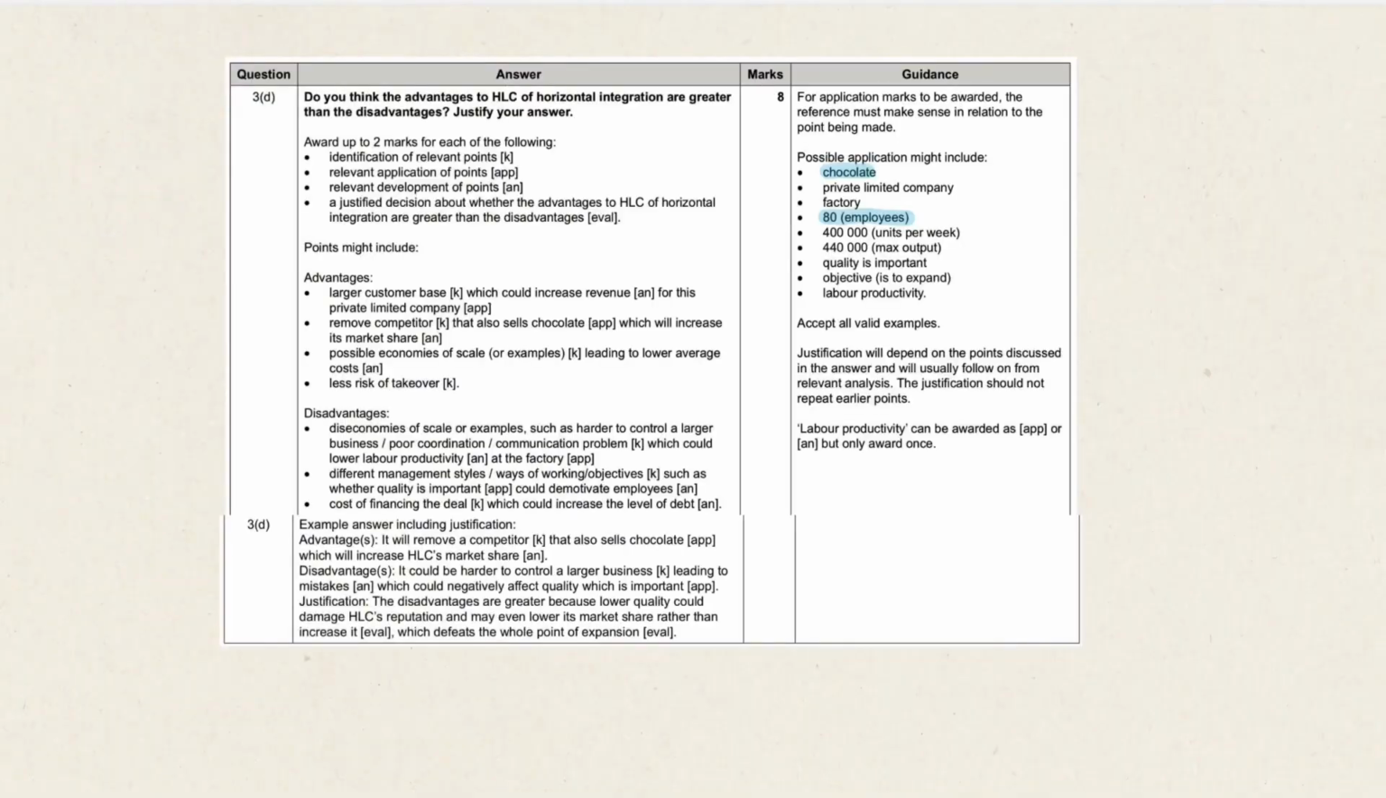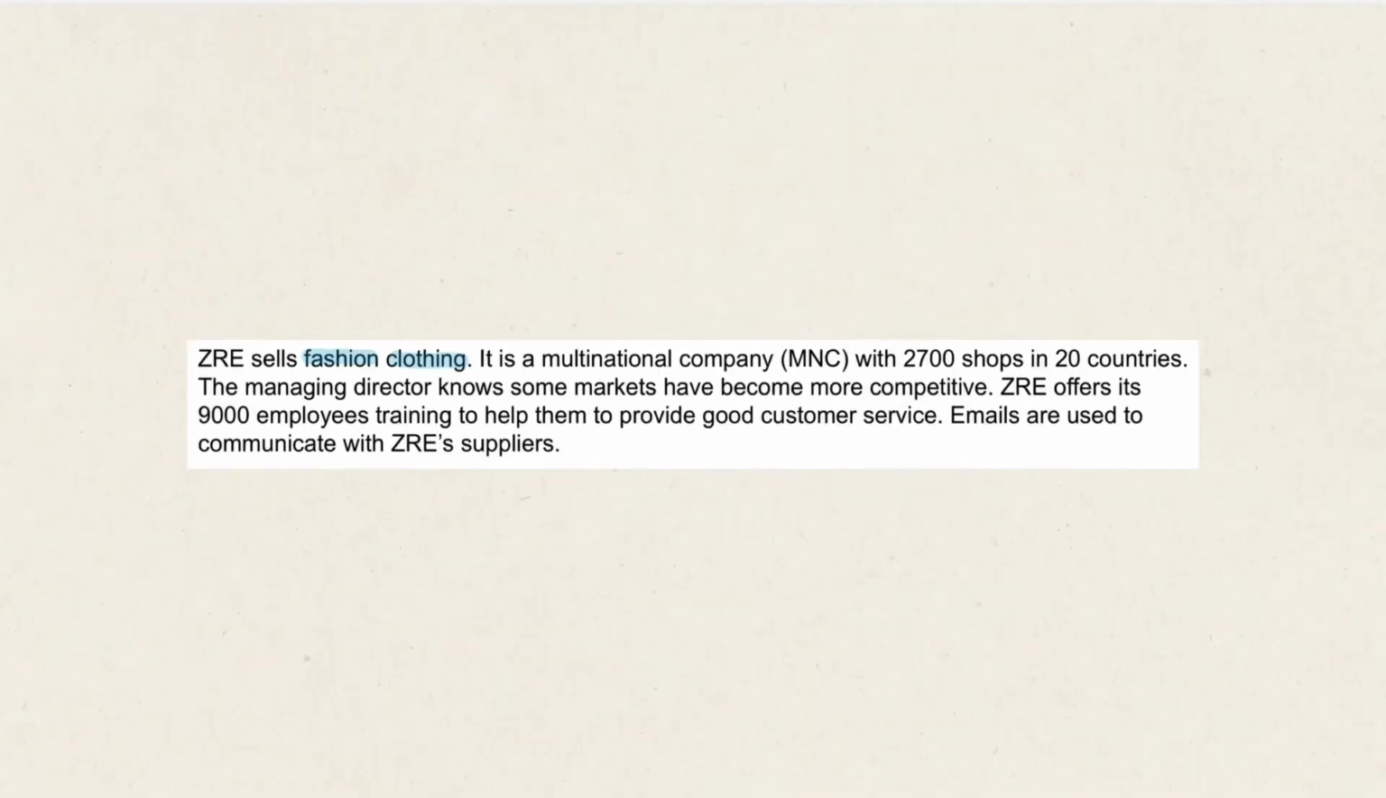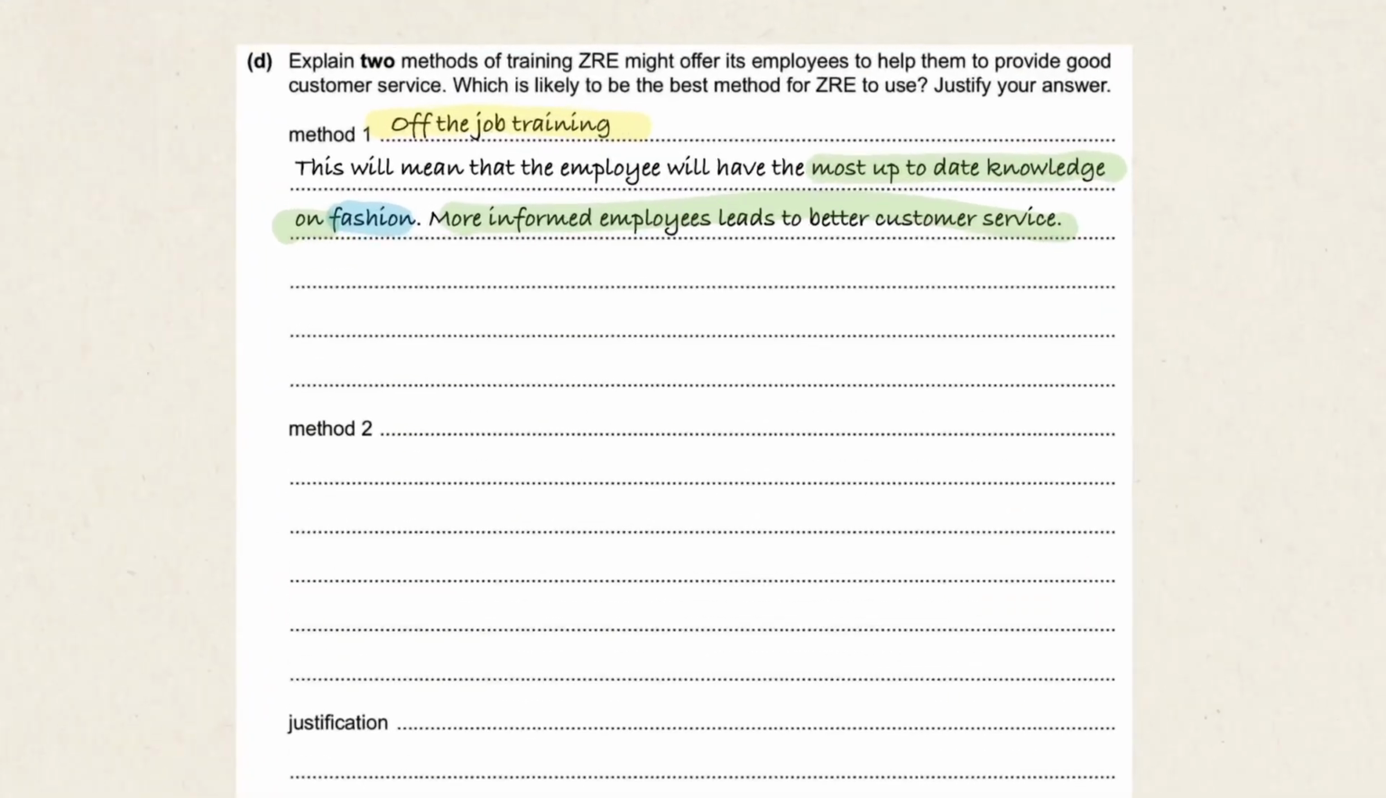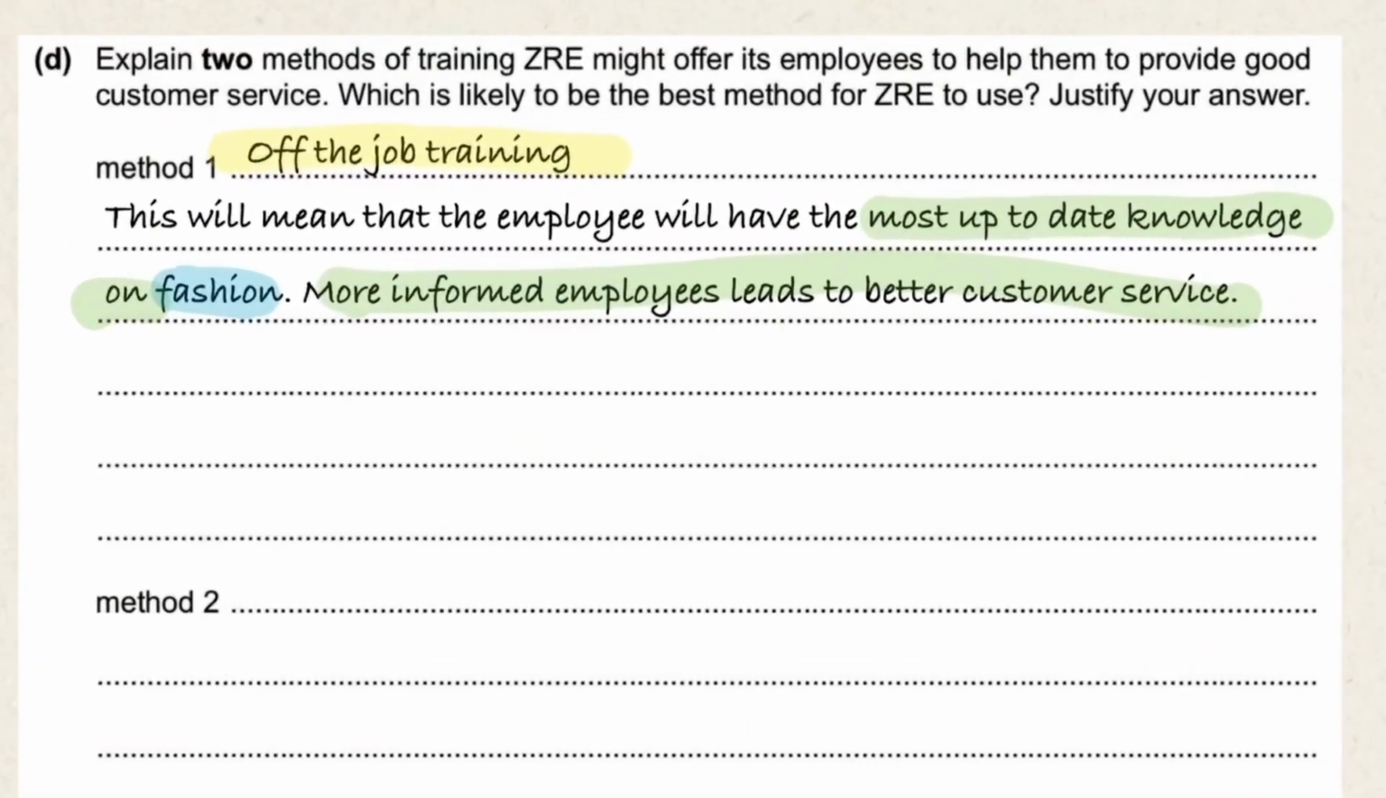And this is the mark scheme. Here, again, I've used chocolate and 80 employees. This is a case study for the next question. I have used fashion and clothing for the application. Explain two methods of training ZRE might offer its employees to help them provide good customer service. Which is likely to be the best method for ZRE to use? Justify your answer.